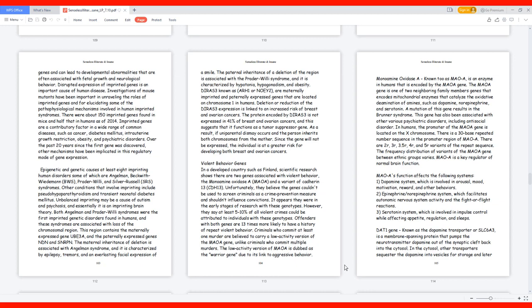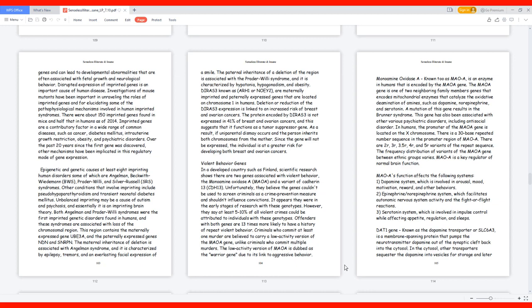However, they say at least 5-10% of all violent crimes could be attributed to individuals with these genotypes. Offenders with both genes are 13 times more likely to have a history of repeat violent behavior. Criminals who commit at least one murder are believed to carry a low activity version of the MAOA gene, unlike criminals who commit multiple murders. The low activity version of MAOA is dubbed the warrior gene due to its link to aggressive behavior.